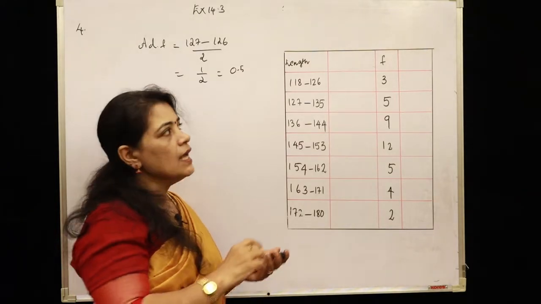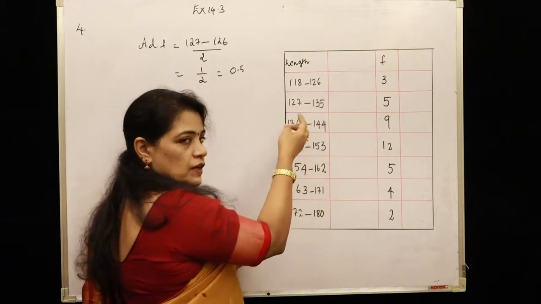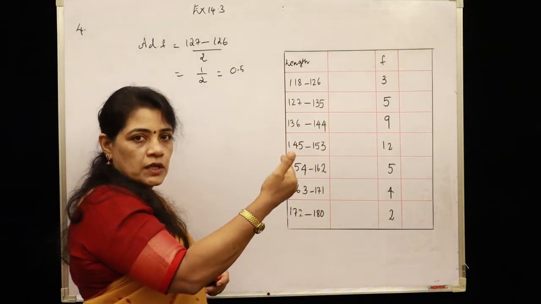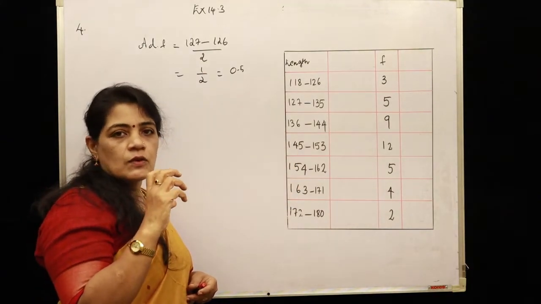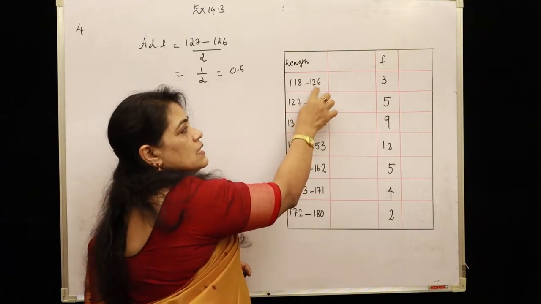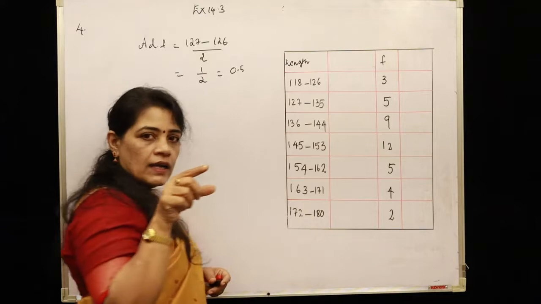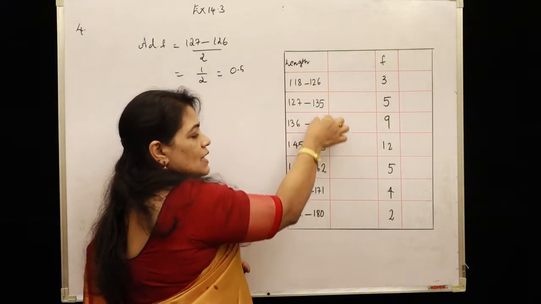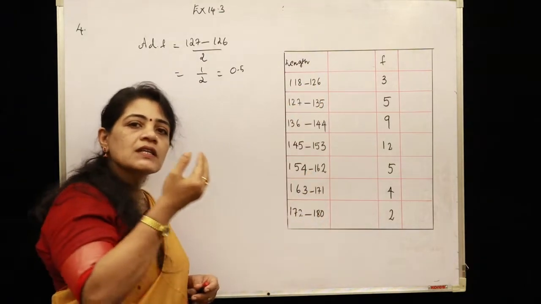Is the idea clear, children? Here the upper limit and the lower limit are different numbers, not coinciding. That means this is discontinuous form. So in order to make it continuous, find the adjustment factor by subtracting the upper limit minus the lower limit and dividing by 2, that is 1 by 2, 0.5. That should be added to each upper limit, and 0.5 should be subtracted from each lower limit.